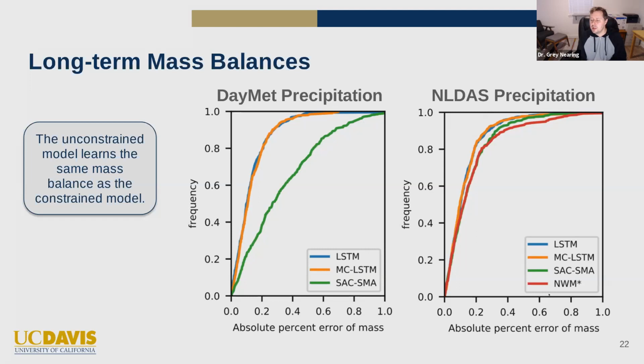When we use the unbiased or less biased precipitation product, the traditional models, the Sacramento model, and here we can use the National Water Model because we have a version that uses NLDAS, we can see that the total mass bias is less, but it's still not as good as what's learned from both the LSTM and the mass-conserving LSTM.